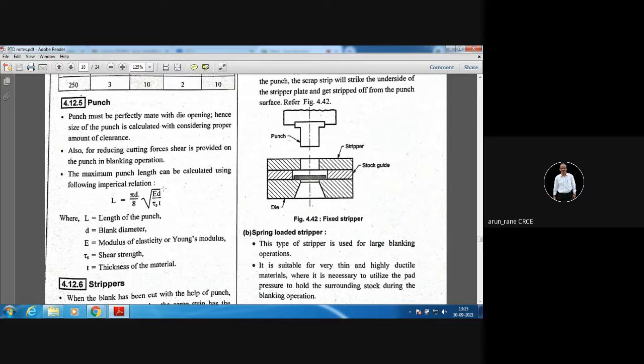There is also a formula for calculating the punch length in order to avoid buckling. This is based on Euler's formula, that is pi d upon 8 under root of E d by tau s into t. Tau s is nothing but the shear strength.